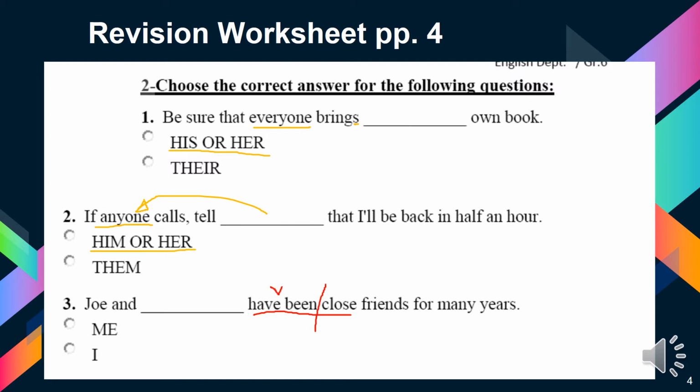Okay, yes, I erased all of it. That's good. So, have been is the verb. And what comes before the verb? Here, the pronoun is before the verb. So, do I need a subject or an object pronoun? I need the subject pronoun. So, Joe and I have been close friends for many years.